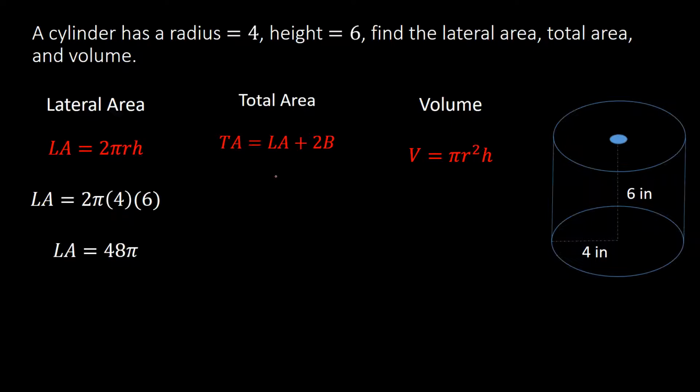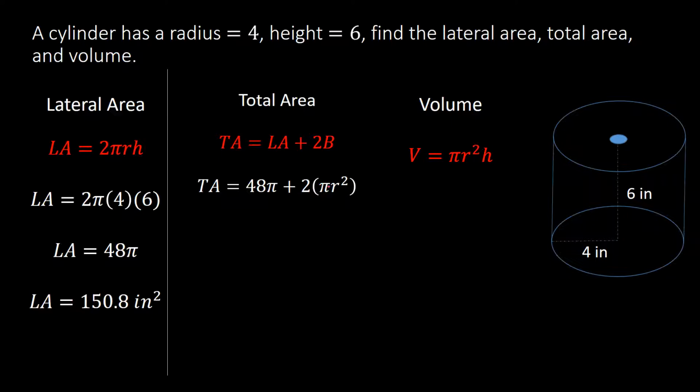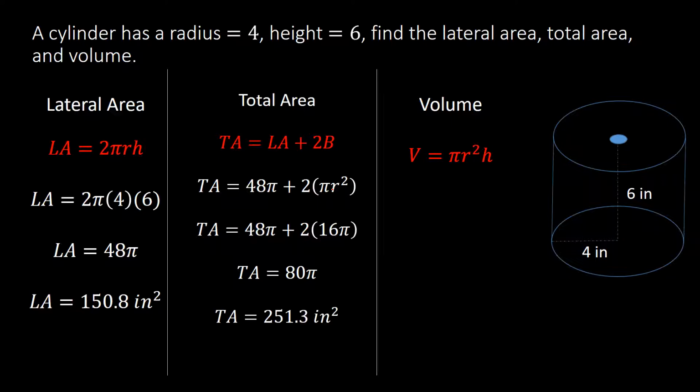Total area, we take the lateral area, plus we add in the two bases. So we take 48 pi plus 2 times pi r squared. Pi r squared would be pi times 4 squared, which would be 16. And so we have 16 pi times 2 is 32 pi, plus 48 pi would give me 80 pi. And then the volume is pi times 4 squared times 6, which would give me 96 times pi.